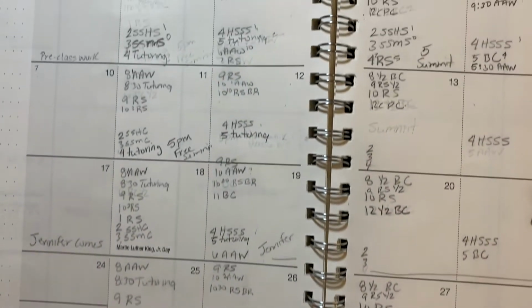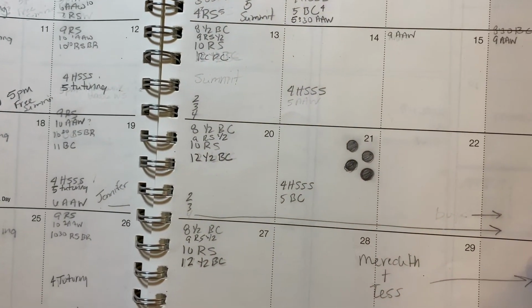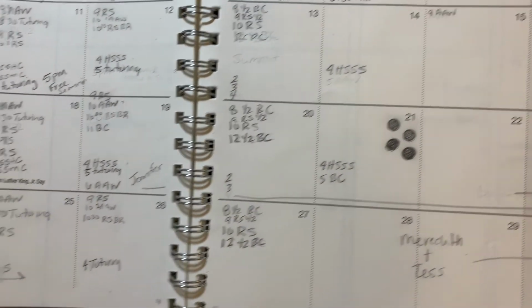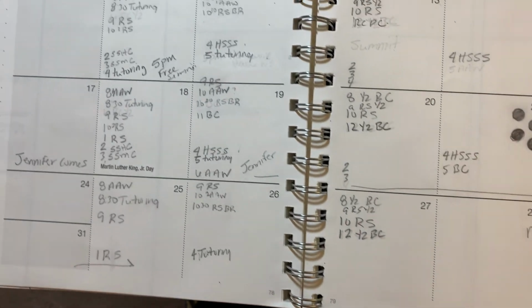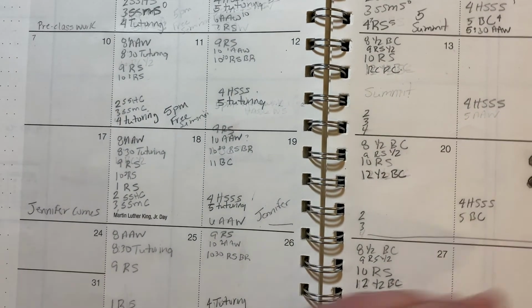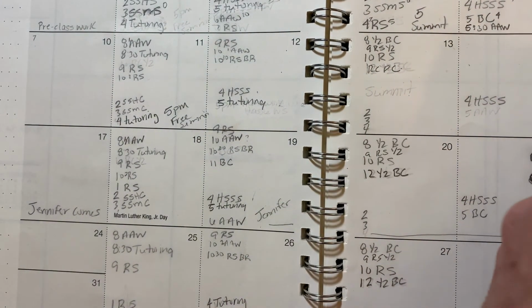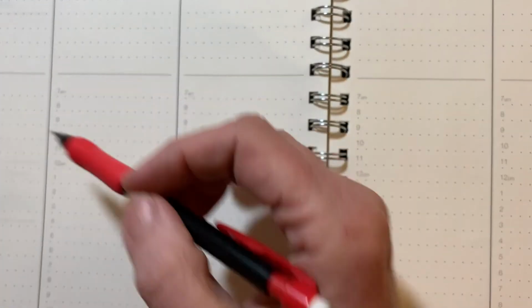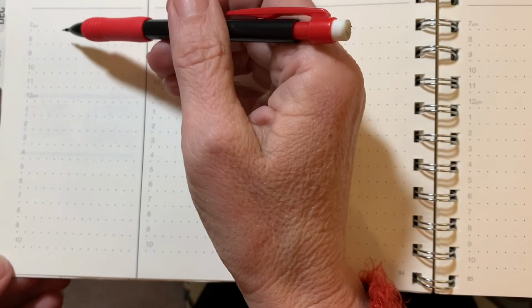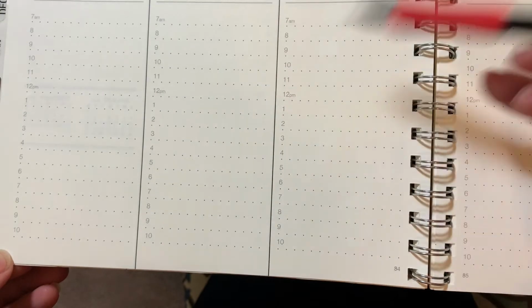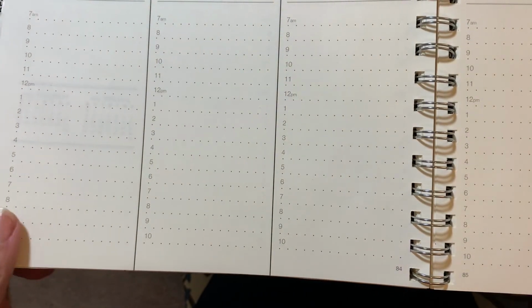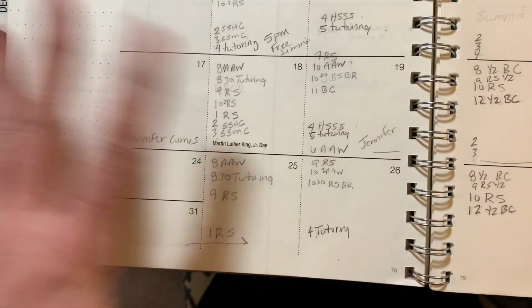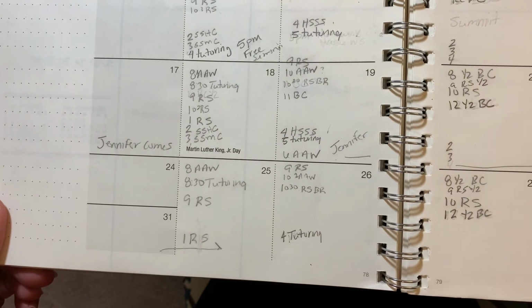I will flip ahead. You can see this is what my January is looking like. I like to doodle. You can see some doodling going on there. So this allows me to see the big picture. And then, like I said, I will go through each week and write down on Sundays my classes for the week. Until then, I have this big picture to look at of what's going on.